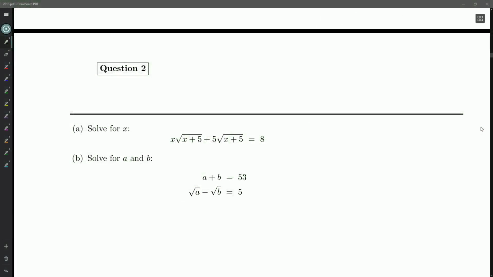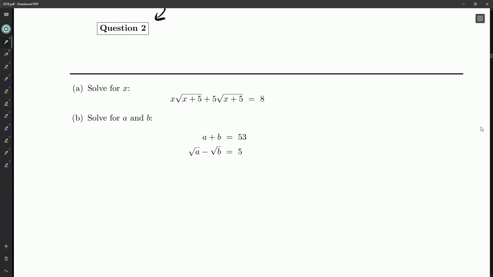Root Beer here looking at question number 2 on our 2018 Manitoba Math Contest. So we've got two parts just like in one. And so A, solve for x. And we've got x times the square root of x plus 5 times the square root of x plus 5 is equal to 8. Okay, there's a lot of x's and 5's.